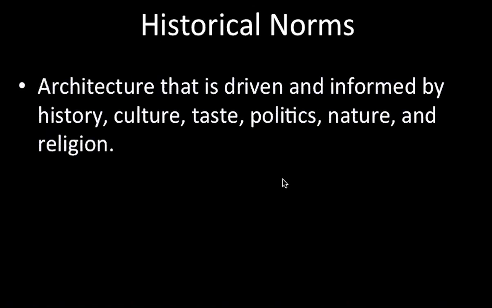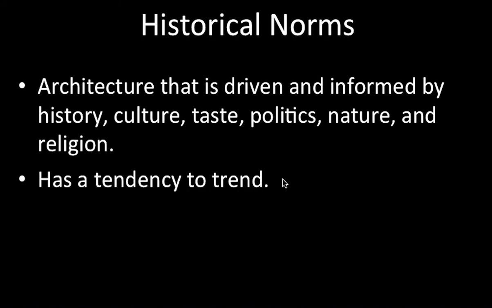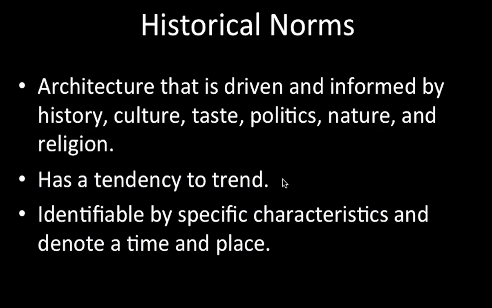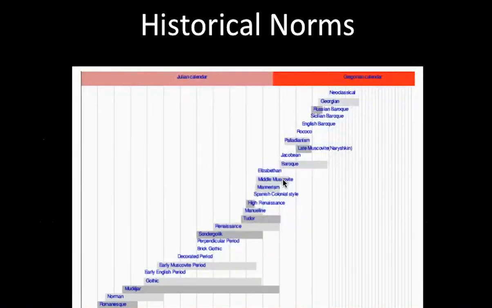Now I want to talk about some of the historical norms in architecture. Architecture is absolutely reflective of and driven by the time in which it's created. It's going to reflect the history, the culture, the taste, the politics, nature, religion. It's going to reflect all of these things. It has a tendency to trend, and because of that, we can, just by looking at a piece of architecture, to within a variable degree of success, place the time when it was designed and built. You can see that many architectural norms have long shelf lives and can go for hundreds and hundreds of years.